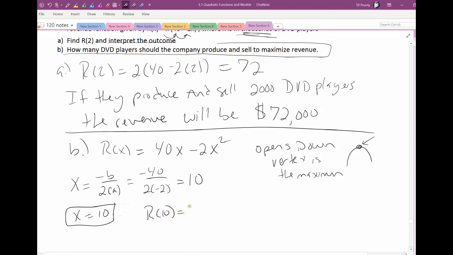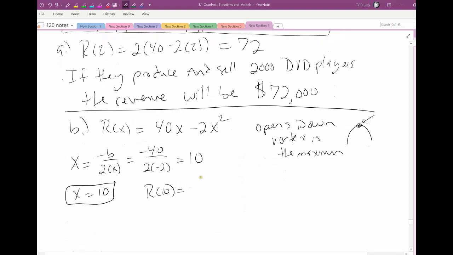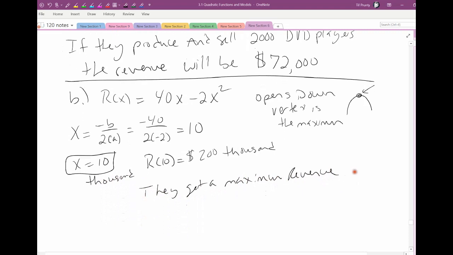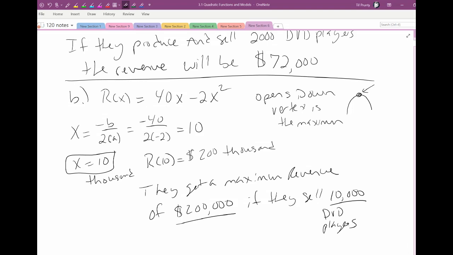The revenue generated when we get 10, we plug that back into the original. So go back up here and plug it in, or you can plug it there, it's fine too. So when I plug 10 into my revenue equation, it comes out 200. But remember, this is also thousands. Alright, so they get a maximum revenue of $200,000 if they sell 10,000 DVD players. So remember, it's in thousands. That's important, right? 200 versus 200,000 is a big difference, so it's important that you include the thousand. 10 DVD players versus 10,000 DVD players is a big difference.